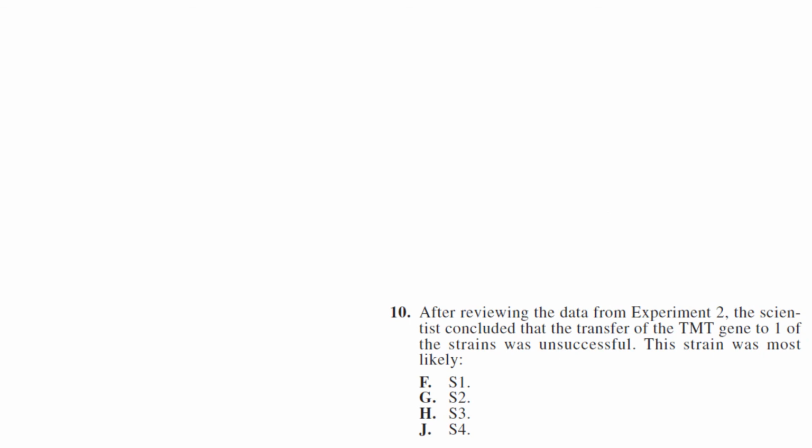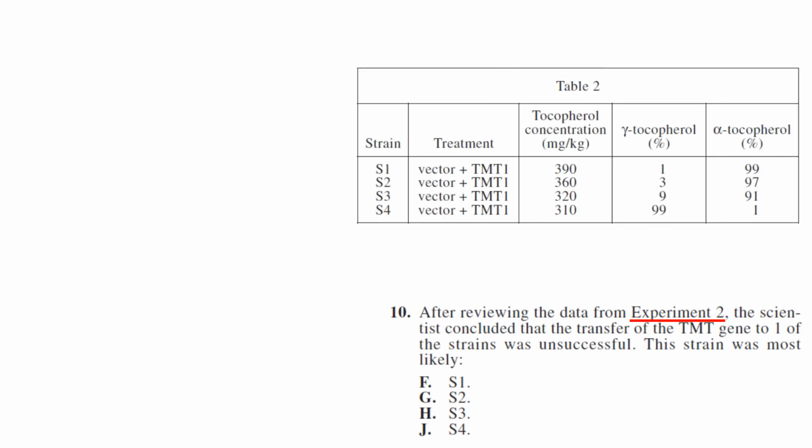After reviewing the data from experiment 2, so we're looking at experiment 2, the scientists concluded the transfer of one of the treatment genes was unsuccessful. This strain was most likely which one? So I'm not 100% sure just looking at the chart. So if I move from gamma tocopherol to alpha tocopherol, I move from 1 to 99. Or gamma tocopherol 99 to alpha tocopherol 1.